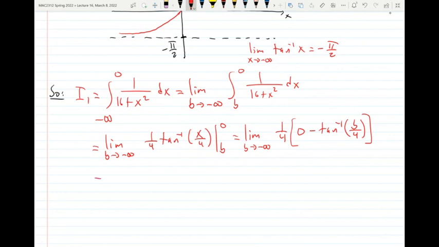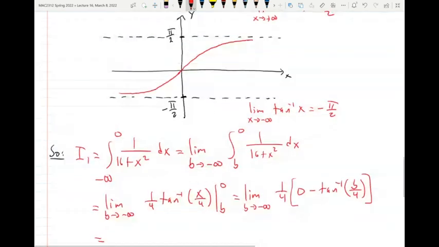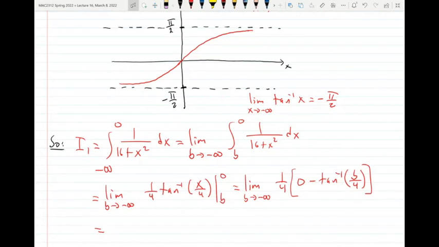Okay? So what is this? When we take the limit, when b approaches negative infinity, b over 4 also approaches negative infinity, right? So we have the argument of inverse tangent approaching negative infinity. So inverse tangent of something approaching negative infinity, what is that equal to, according to the graph? Remember, this b over 4 is like the x for the original inverse tangent function, right? So you do inverse tangent of something going to negative infinity, it gets closer and closer to negative pi over 2, right?